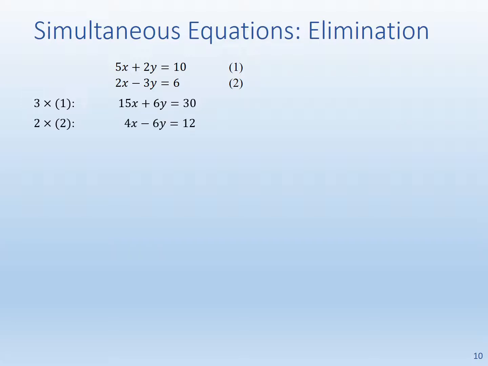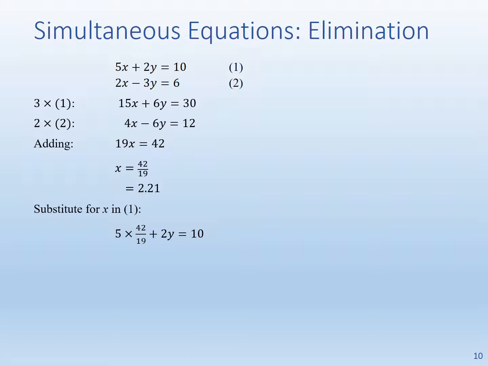Similarly with the second equation, we need to multiply that by 2, and we can see now that we've got 6y and minus 6y. Adding those two equations will eliminate y, hence the name elimination method. So now we've got 19x, when we're adding the equations, is equal to 42. So we can find x from there as 42 over 19. To find y, we substitute that value into either of the first two equations. We'll use equation 1 in our case.